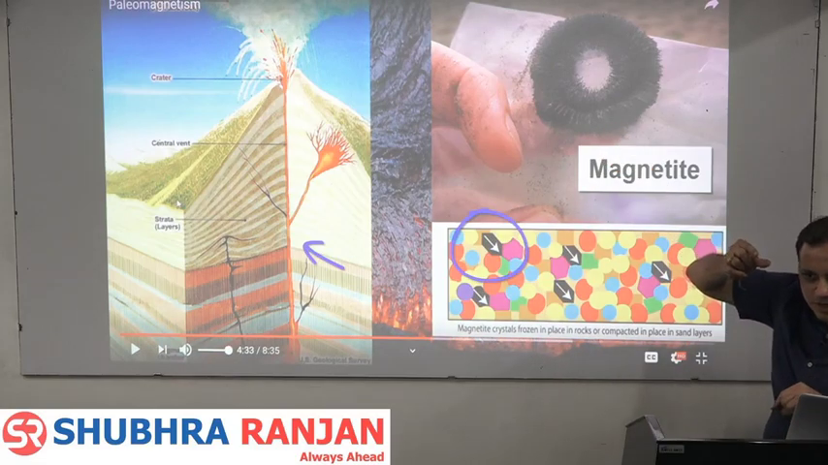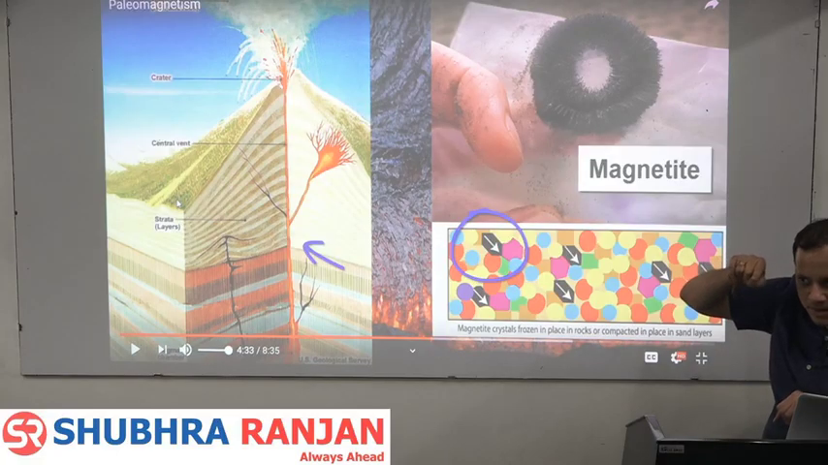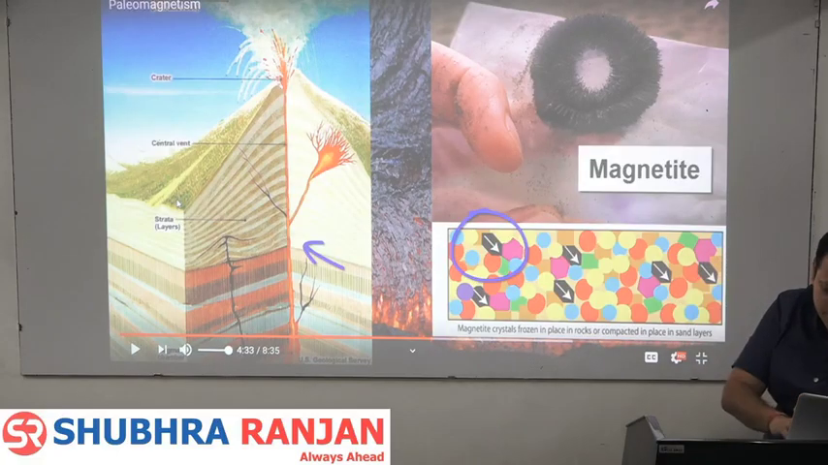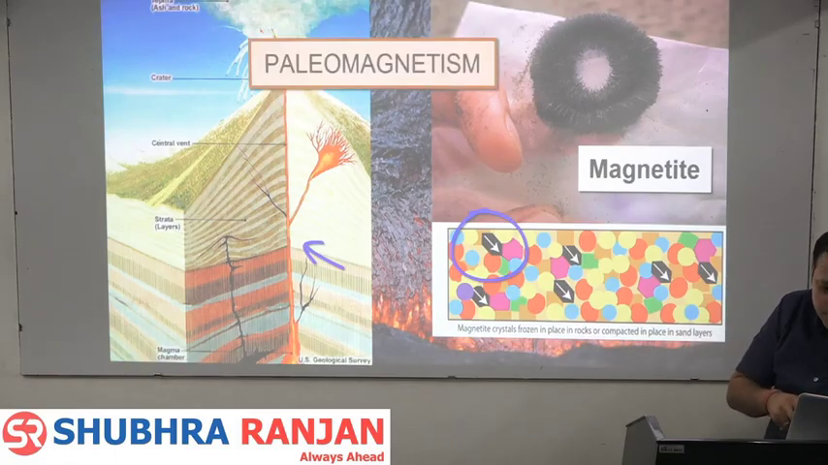Small threads of iron came out. That is the direction in which they are pointing, to see what direction the magnetic field was when they formed. We call that ancient or fossil evidence of Earth's past magnetic field paleomagnetism.